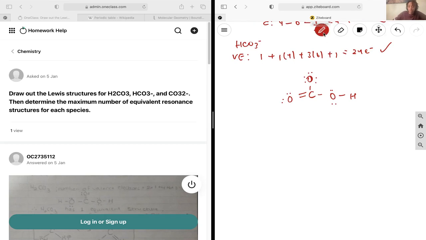Next up, we need to check on our formal charges. We should be expecting a net formal charge of -1 because of this negative up here. So on the oxygens, we're going to have these 2 cases, which we'll label 1 and 2.